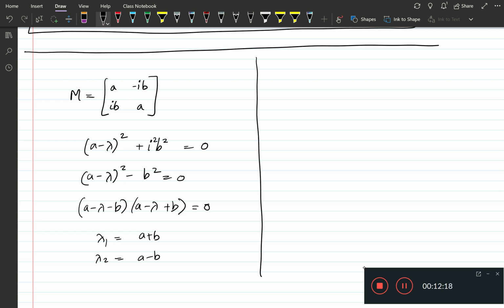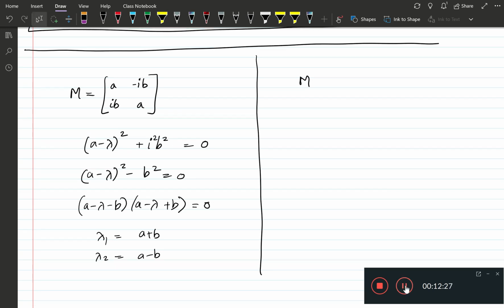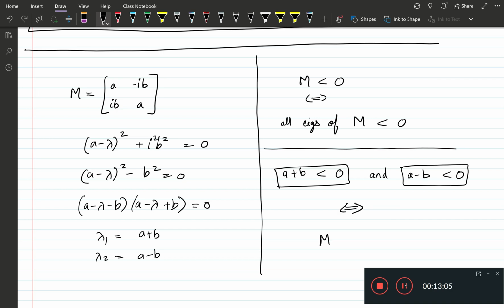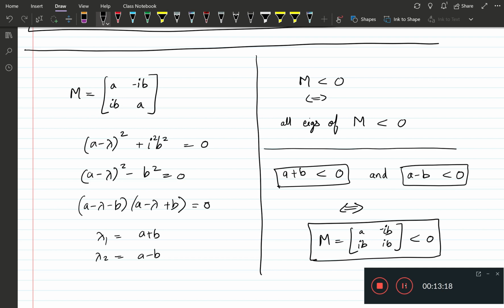Now we also know that M is negative definite if and only if all eigenvalues of M are negative. So we can use this to write down the two conditions that A plus B is negative and A minus B is negative if and only if M, defined as A, minus IB, IB and A, is negative definite, and that's exactly what we want.